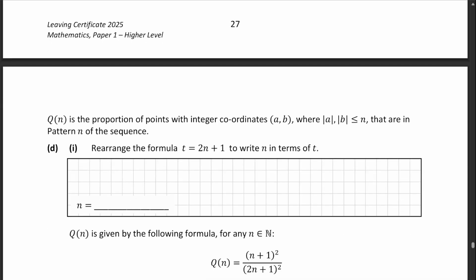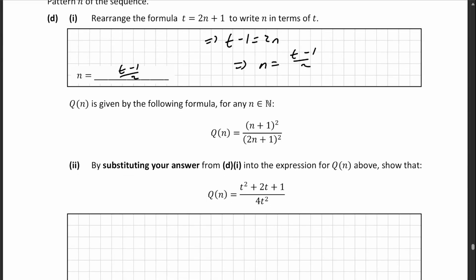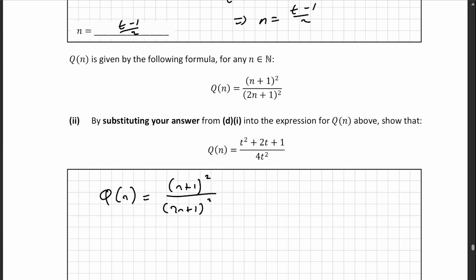Qn is the proportion of points of integer coordinates where the mod of a and b is less than n. Okay, so write n in terms of t. Well, that's just t minus 1 over 2. So t minus 1 equals 2n. So n is t minus 1 over 2. Qn is given by that formula by substituting answer from di. Okay, so q of n is n plus 1 squared over 2n plus 1 squared, but n is t minus 1 over 2.